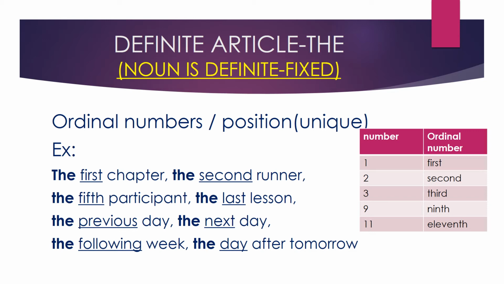Now, ordinal numbers indicate positions and these positions are unique. If some people are participating, whoever is first will be the only one to be first. Whoever is 9th or 11th or 10th or 15th will be the unique person in that position. That is why here also we need to use the definite, the fixed article. Here we go. The first chapter, the second runner, the fifth participant, the last lesson, the previous day, the next day, the following week, the day after tomorrow.